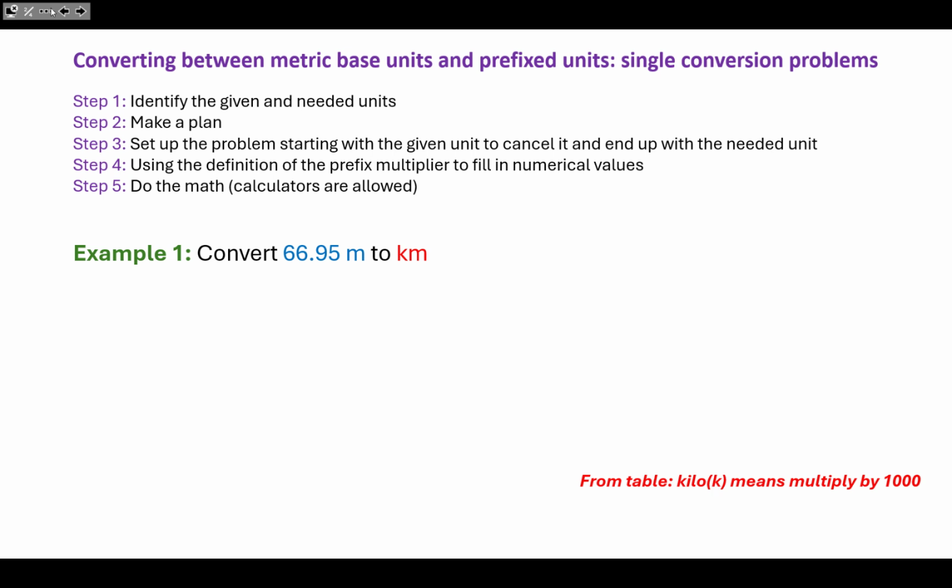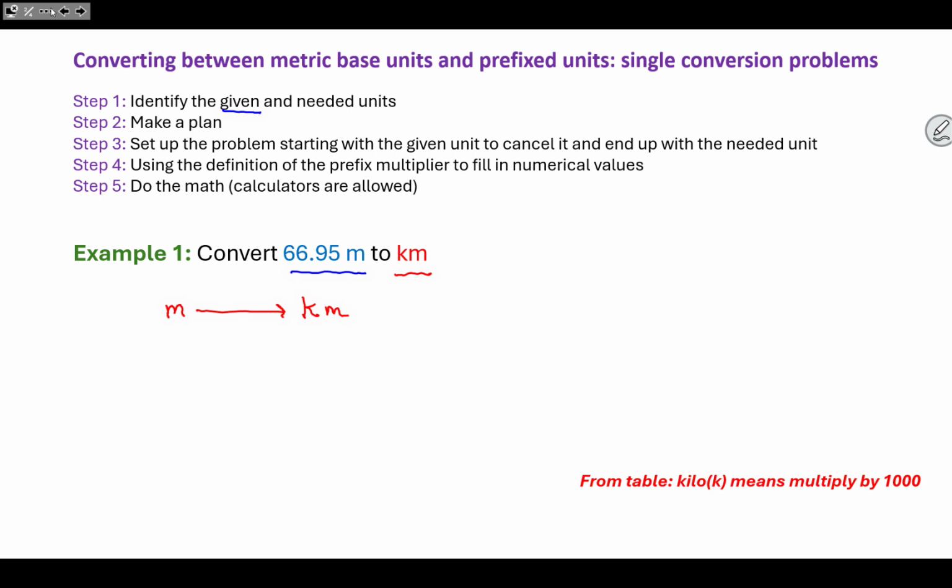My first step is to identify the given and needed units, and that's done by looking at the problem. My given unit is meter, and my needed unit is kilometer. Then I'm going to make a plan to go from my given unit to my needed unit. Because this is just a conversion between a base and a prefix, it's one step. So I can go from my given meter directly to my needed kilometer in one step.